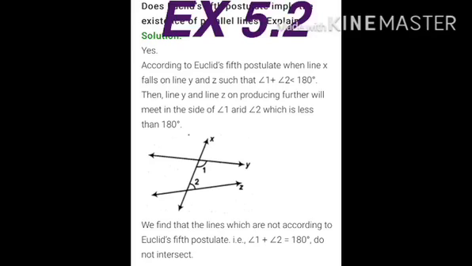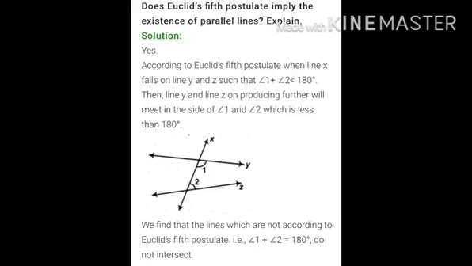Now the last question of exercise 5.2, or the last question for this chapter also. Does Euclid's fifth postulate imply the existence of parallel lines? Explain. Yes, according to Euclid's fifth postulate, when a line x falls on lines y and z such that angle 1 plus angle 2 is less than 180, then lines y and z, produced further, will meet on the side of angles 1 and 2, which is less than 180 degrees.